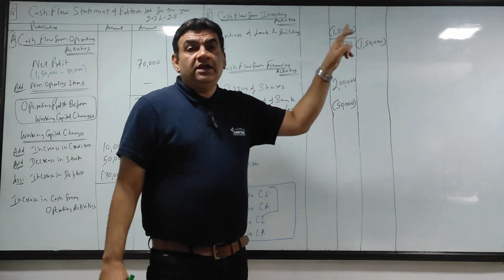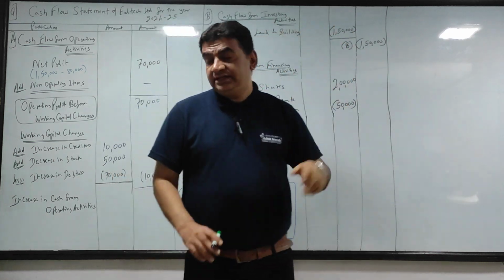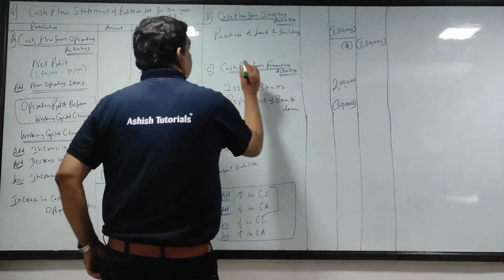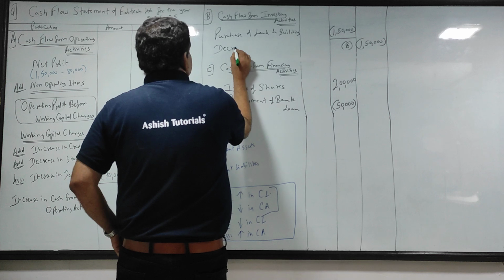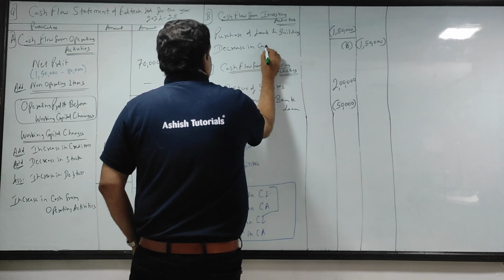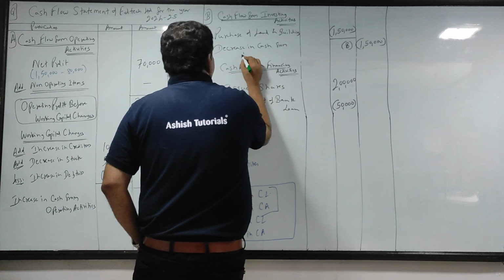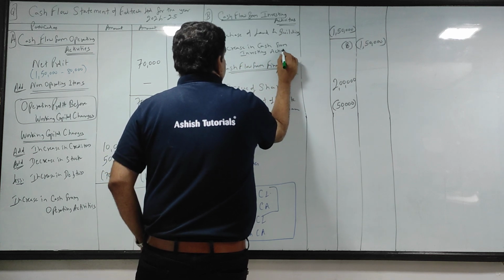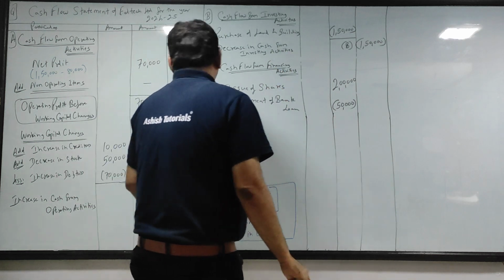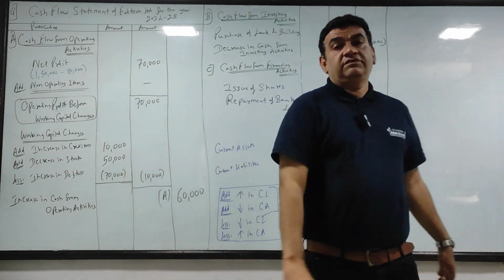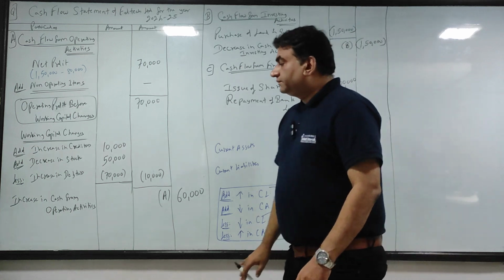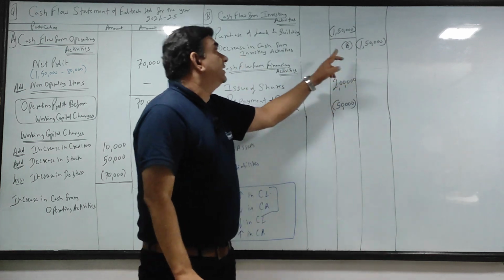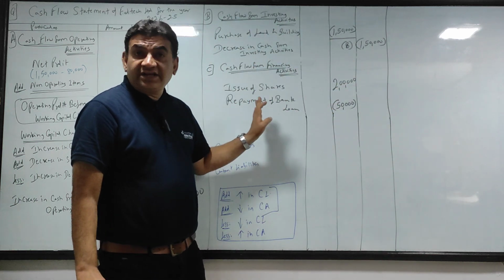Now see, what is B? Investing activity. यहाँ पे positive था, I wrote increase. Now it is negative, so what you will do? Decrease in cash from investing activities. Increase in cash from operating activities because ये positive था, ये negative है, so decrease in cash from investing activities.